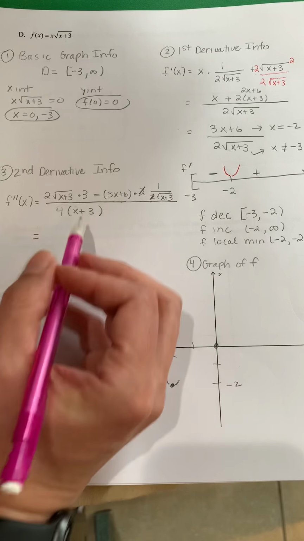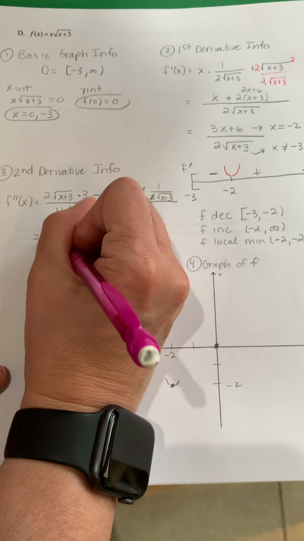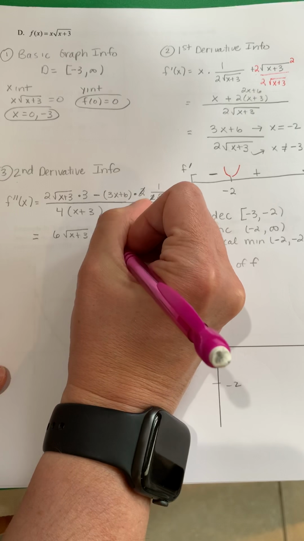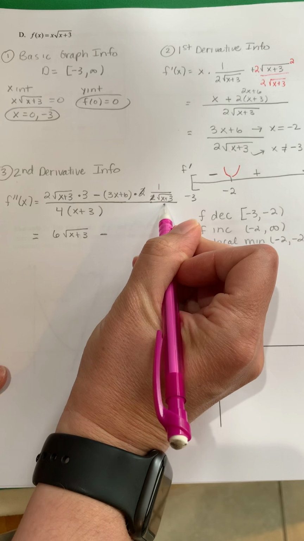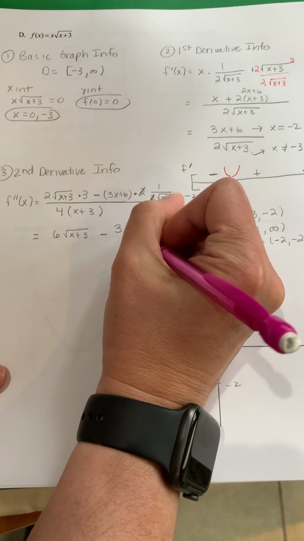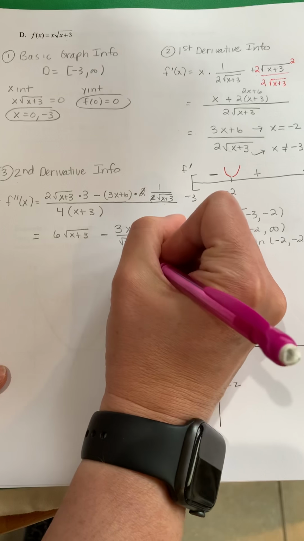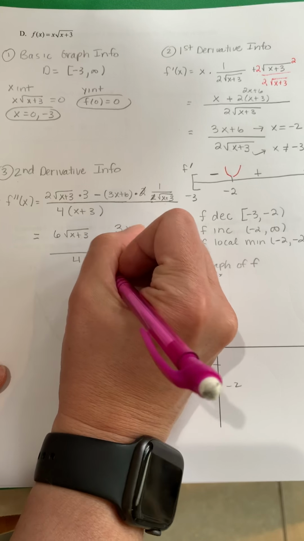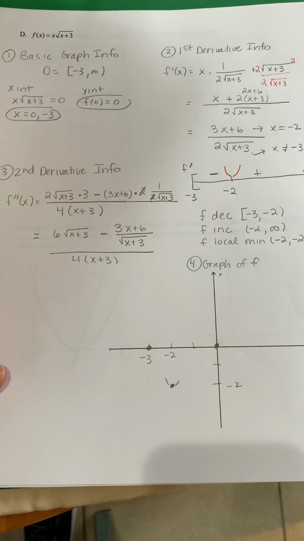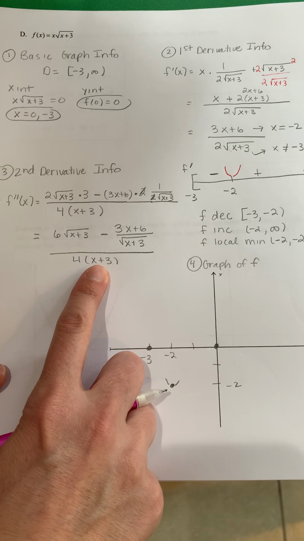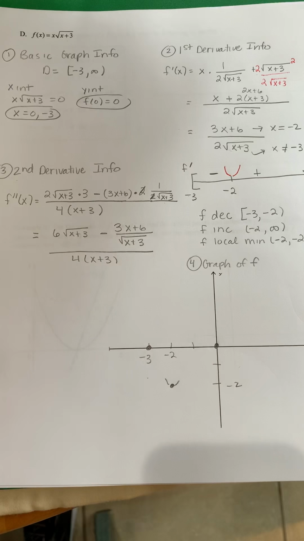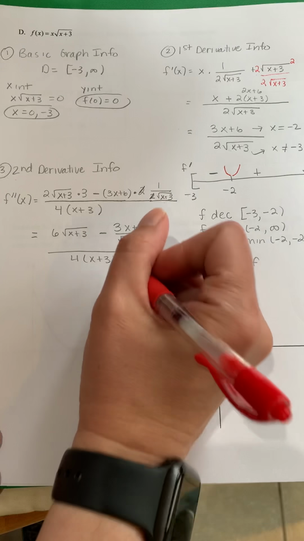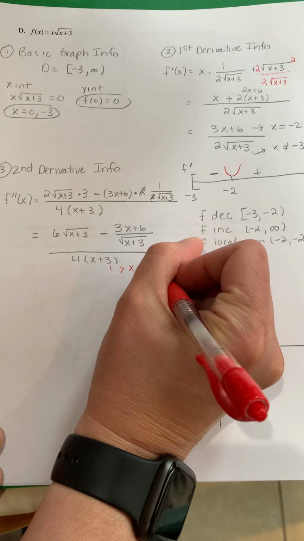All right, so cleaning up a little bit so I can see what I have going on. I have 6 times the square root of x plus 3 right here. Okay, then I'm going to have minus. This I might as well put over my square root. So I have 3x plus 6 over the square root of x plus 3. Okay, and then my denominator, you can work that out or just leave that. It's actually probably easier to see the bad value if you leave it factored. Okay, all right, so working out this, I can definitely see that x can't be -3 again, just like the first derivative.